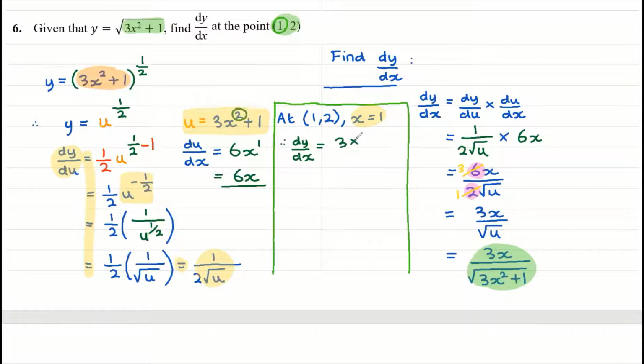3 multiplied by 1 in the numerator. And we'll see if we get a nice answer for this actually. Over the square root of 3 multiplied by 1 squared, plus 1. Sometimes you do, sometimes you don't. Okay, so that's just substituting everything in.